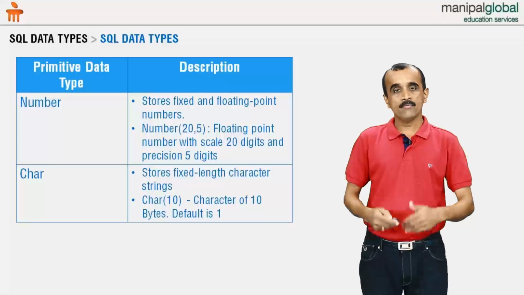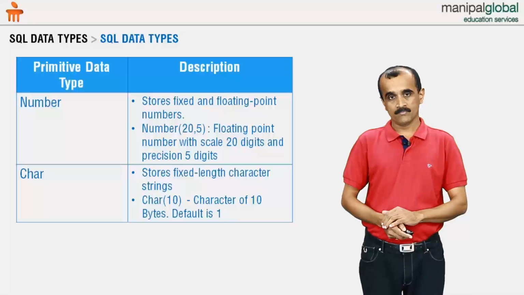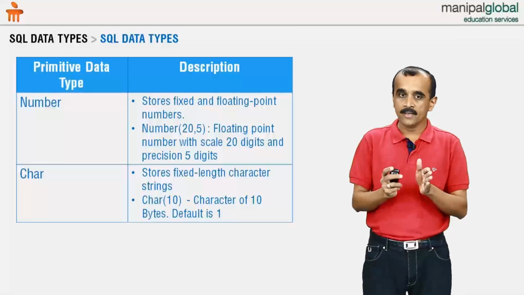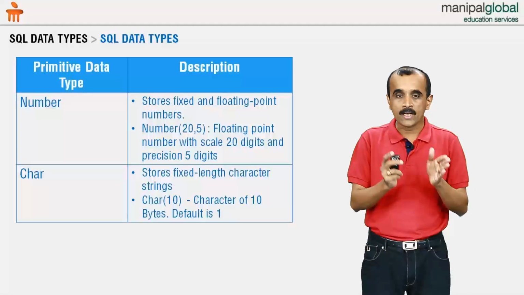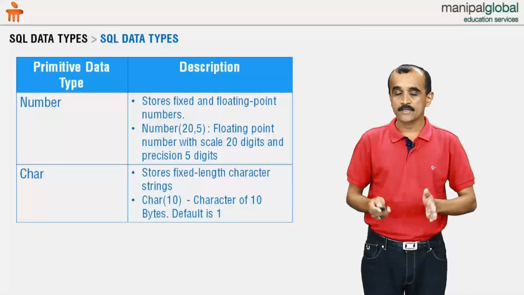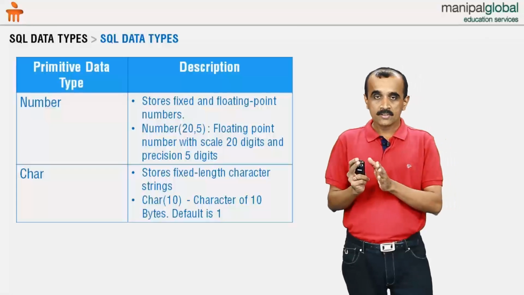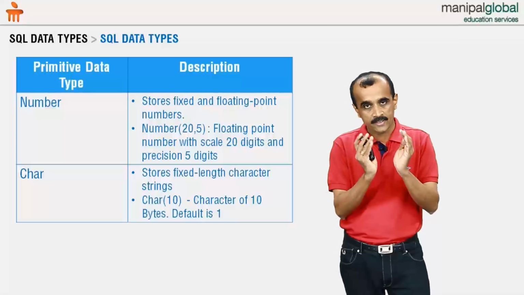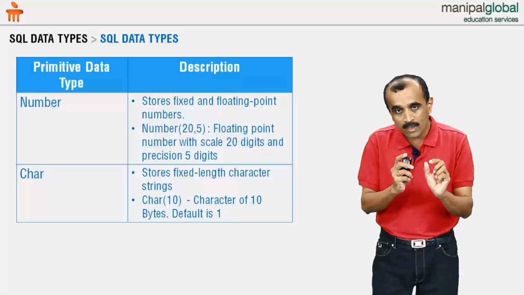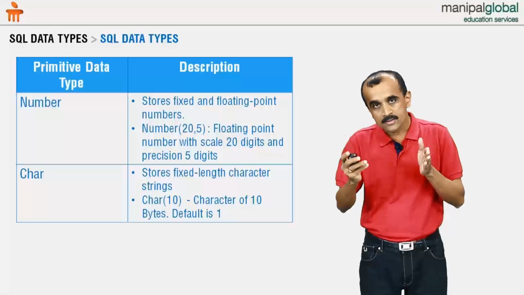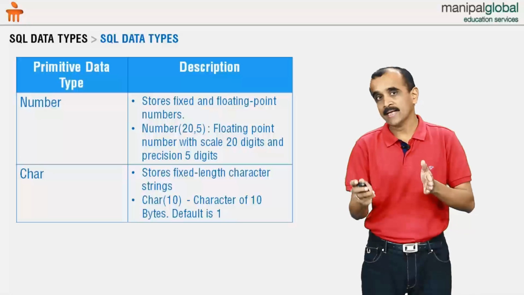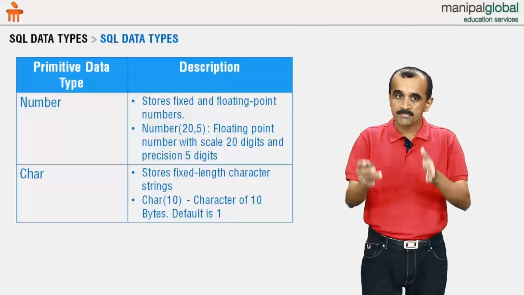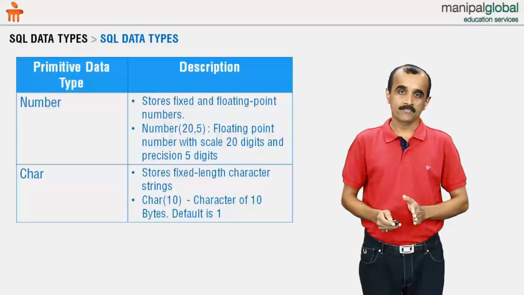After number, we have character, which stores fixed length character strings. When I say character 10, character of 10 bytes, default is 1. The special feature of this character 10 is, when I say a column is of size character 10, even if I store only one character there, the disk space consumed is still 10 characters only. Whether you store 1 character, 2 characters or maximum 10 characters, the disk space consumption is 10 characters.